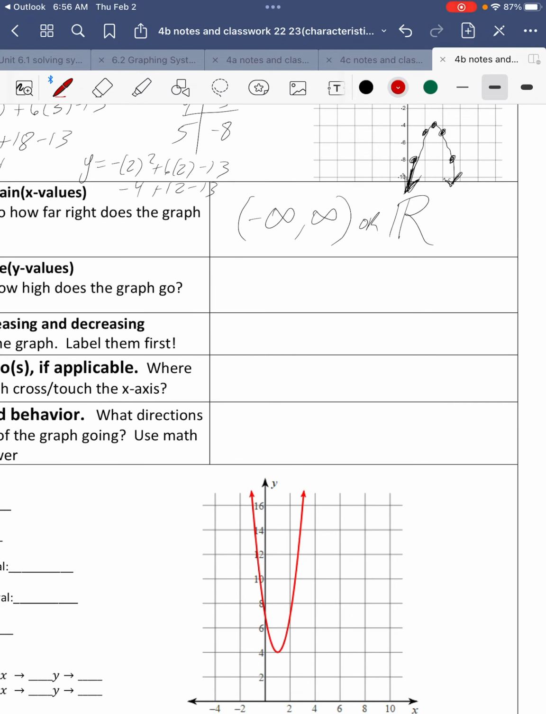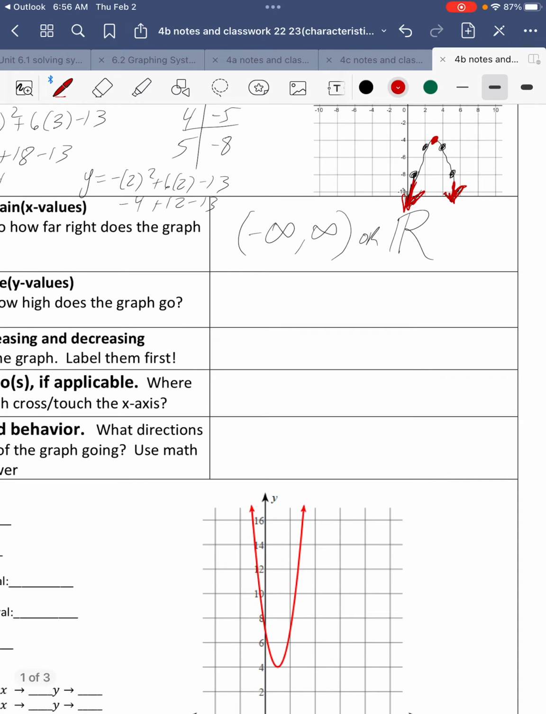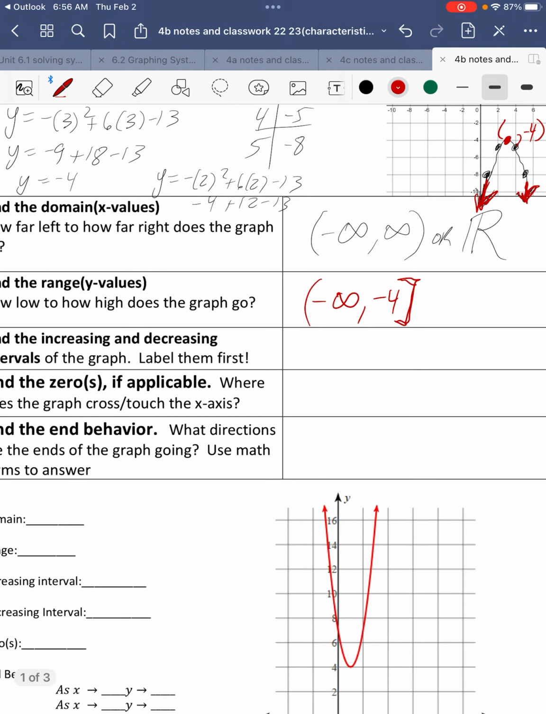Range, the lowest part of the graph to the highest. So how low does it go? Well, both the left and right ends of the graph are going to go down forever. Down forever is negative infinity. And the highest y value is at negative 4. So we're going to go from negative infinity to negative 4. Negative 4 is an included value in our graph, so we're going to have a bracket around it.